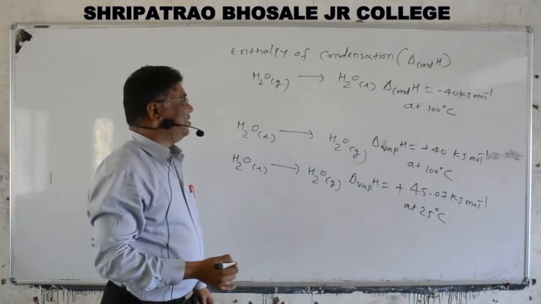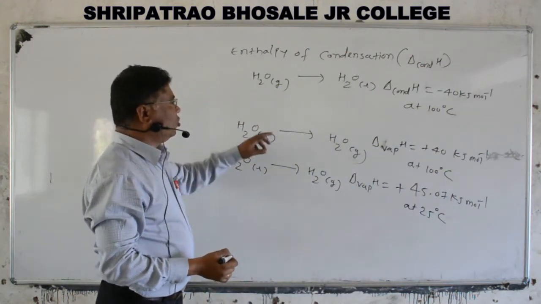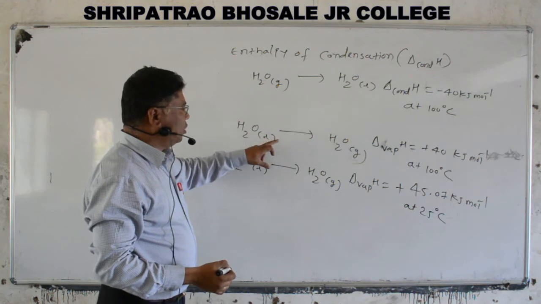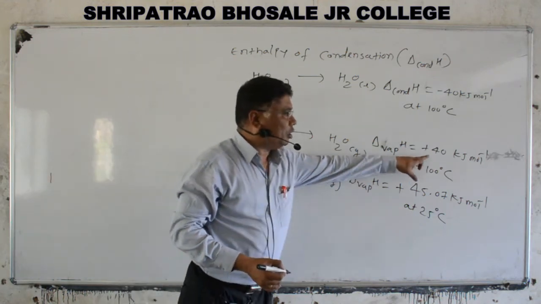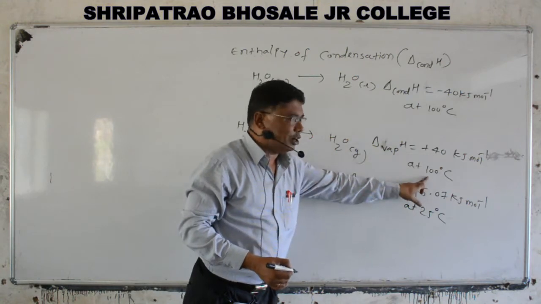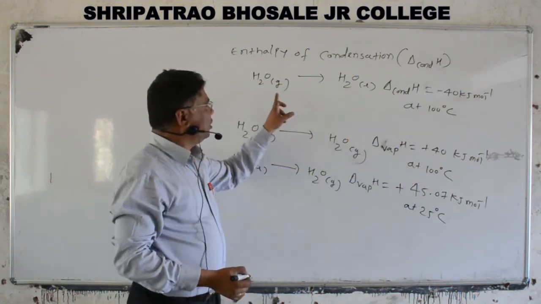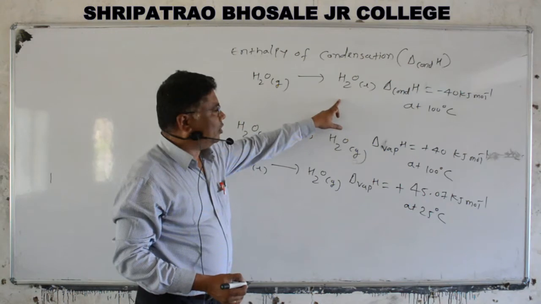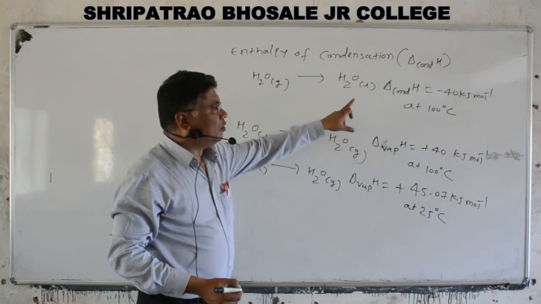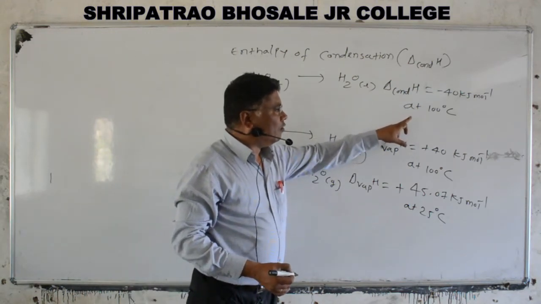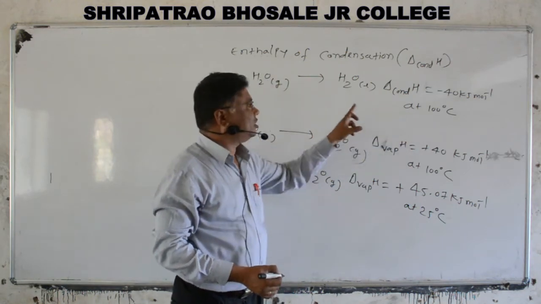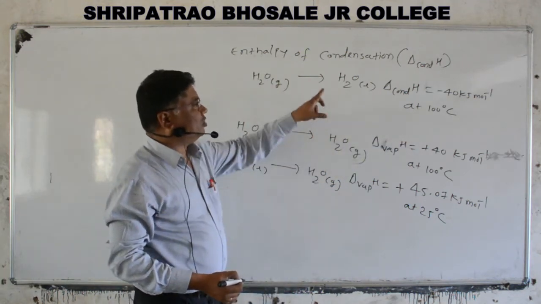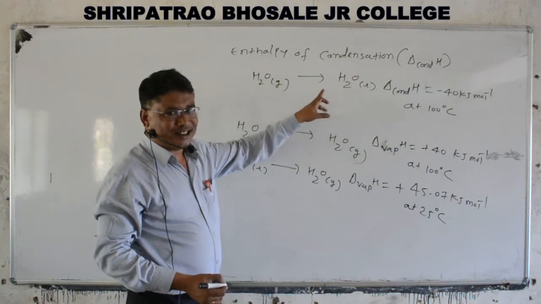So here you know that liquid is converted into gas by absorbing 40 kilojoule of heat at 100 degrees Celsius. Here gas is converted into liquid by releasing 40 kilojoule of heat or enthalpy at 100 degrees Celsius. So the reverse of vaporization is called condensation.